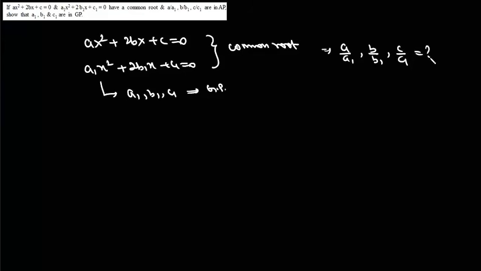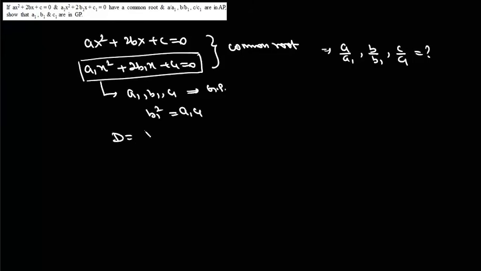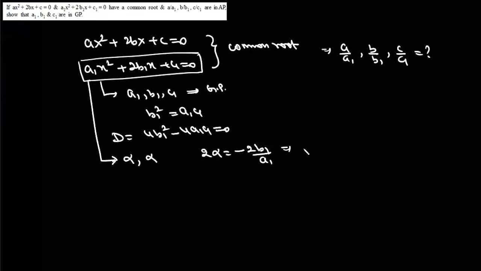So when the question is given like that, we know that for this second equation a1, b1, c1 are in GP, that means b1 square equals a1 c1. Now if we find the discriminant for this equation, there will be 4b1 square minus 4a1 c1, which is 0. So it simply means that roots of this equation are equal. So this equation will have two equal roots, alpha and alpha. Now if we write the sum of roots, we can write 2 alpha equals minus 2b1 upon a1. So from here we get alpha as minus b1 upon a1.